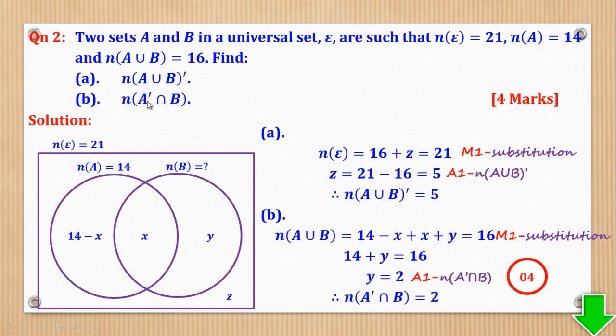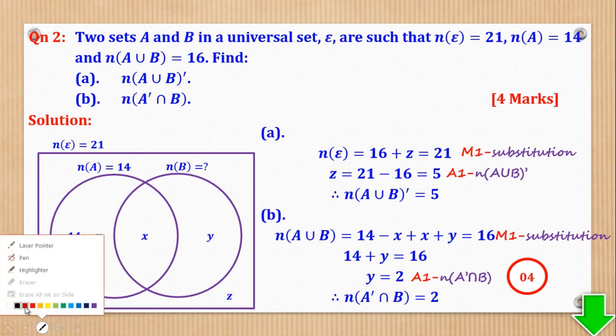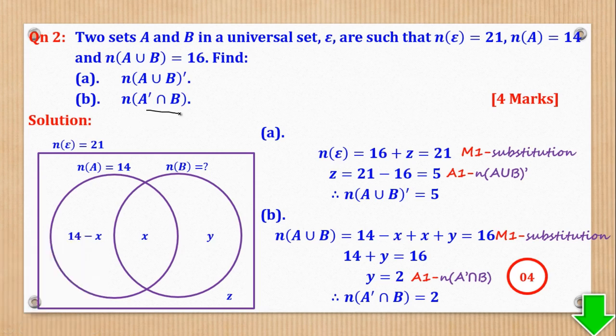Then A complement intersection B is B only, because this has A, but they want A complement, so it is only this. We are taking only Y because of the word intersection. That's why we take B only.